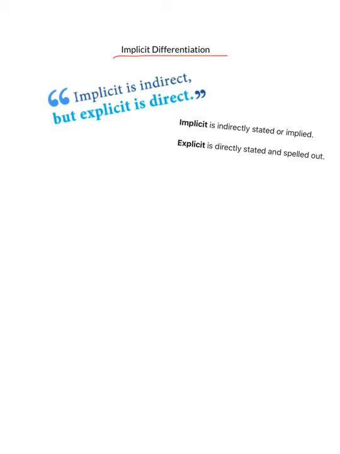So if you just do a quick Google search, you'll see that implicit is indirect, but explicit is direct. And I think that when you see the types of examples that we're going to be doing, you're going to see why that definition makes sense. Here I have a couple of examples. So our first example, again, is what we're used to. So it's our explicit equation.